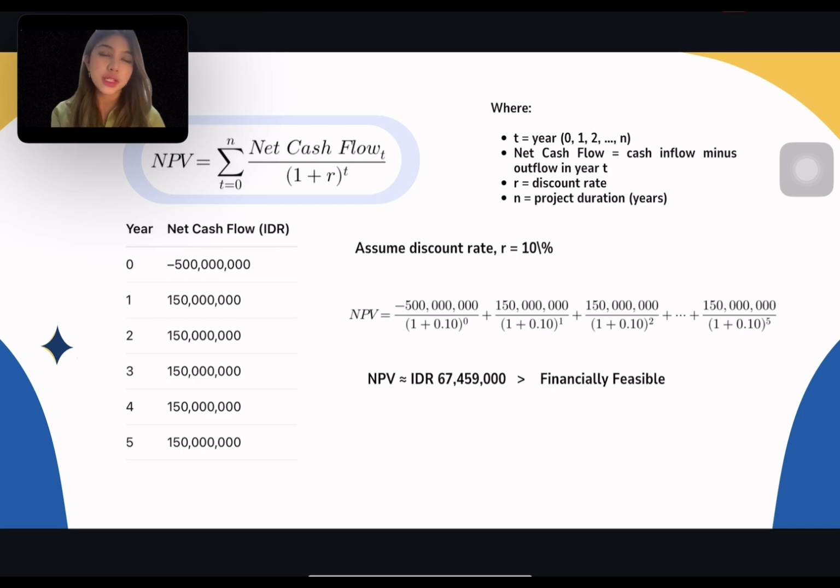We assume that the discount rate is 10%. And we calculate with the formula, and we got the NPV is 67,459,000. So, because the NPV is positive, then the project is financially feasible.